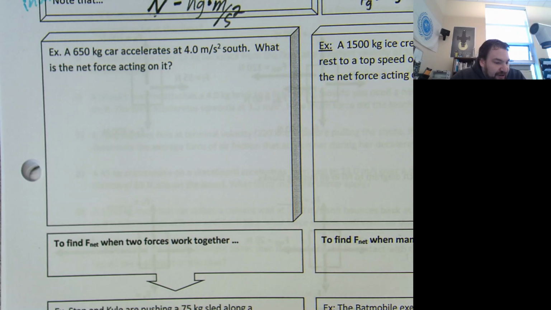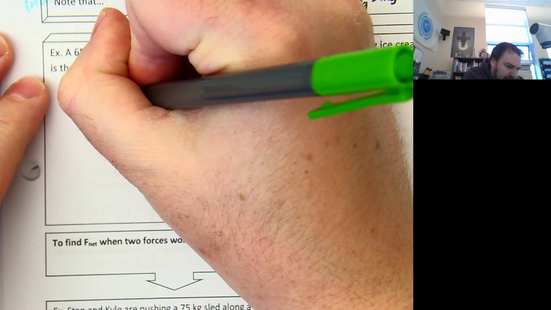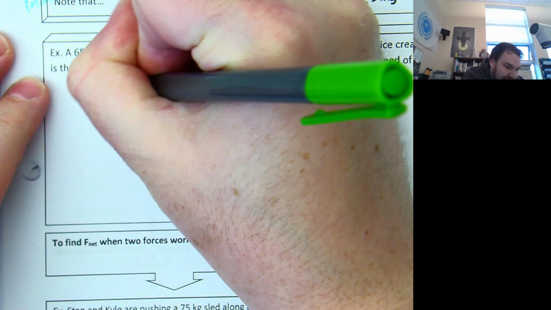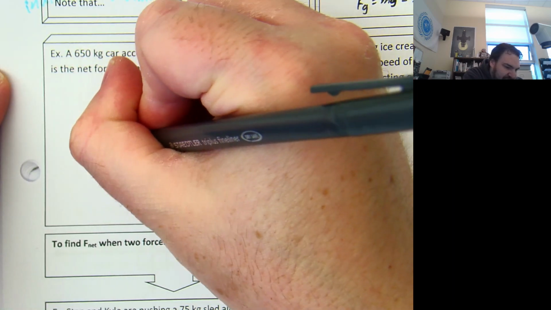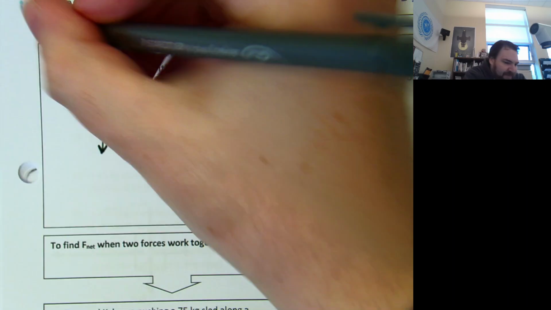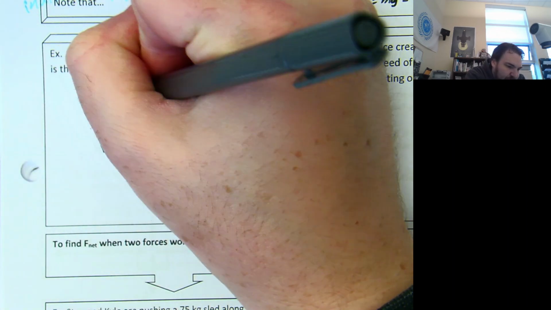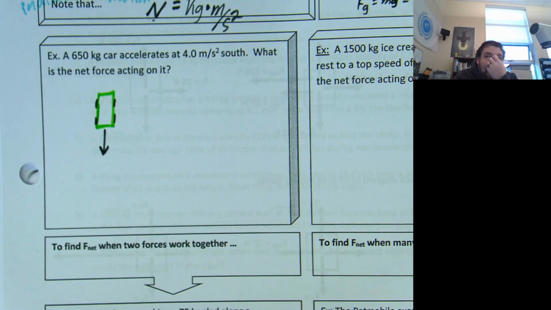You've got a 650 kilogram car accelerating at 4 meters per second squared south. What is the net force acting on the car? So let's draw this thing from the top. We'll draw our free body diagram. There's our car. South is awkward, so again, we can assume it's down the page. So here are our wheels. Got a car driving down the page. What forces are acting on the car that we can include in the diagram?